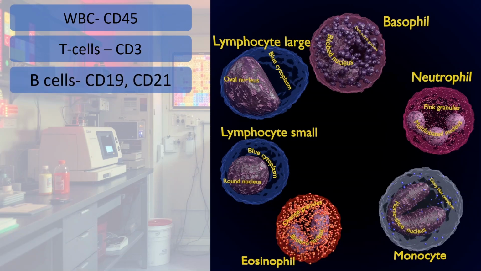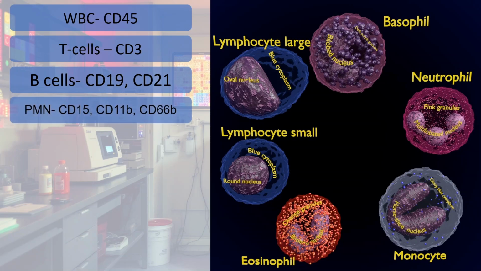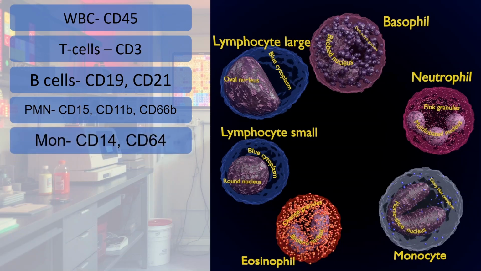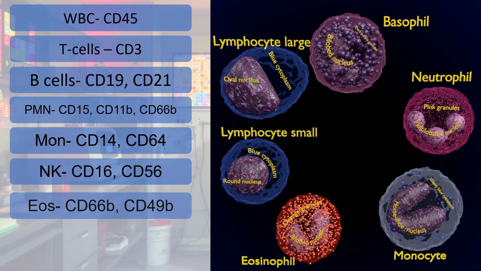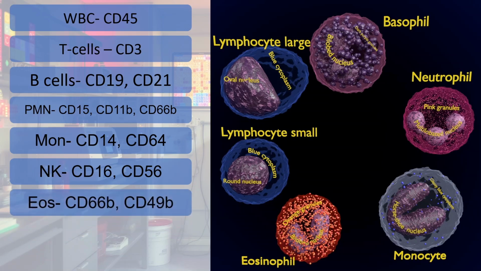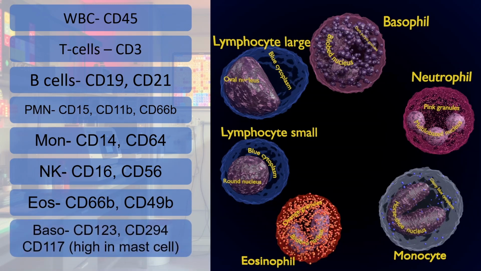Neutrophils will have markers of CD15, 11B, 60B, 66B, and monocytes could also have markers of CD14 and 64. NK cells have CD16 and CD56. Eosinophils also have CD66B, 49B, so they can be differentiated by these markers. And basophils, which have dark granules, have CD markers of 123 and 294. And there is also a mast cell which is functionally similar to basophil, but it's located in tissue.